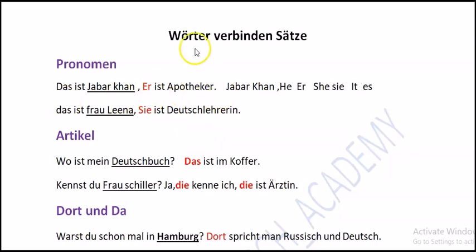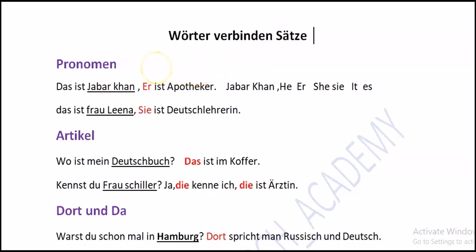So first, we are coming to the title. In the title it is written Wörter verbinden Sätze. Wörter means words, it is the plural form. Verbinden means connecting. Sätze means sentences, it is the plural form and is written like that. The singular form we write like that: Satz. When we use its plural form, it will be written in such form.